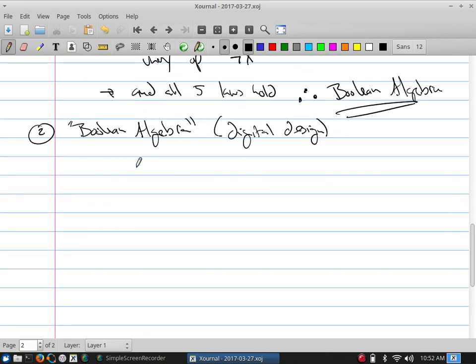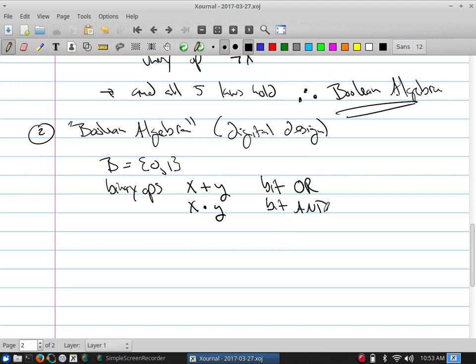So for them, what were your sets? Well, they used 0 and 1. These were the bits. This was the bit 0 and the bit 1. Okay, what were the binary operators? They had the plus, which is actually the bit or. They use a dot symbol. But what is that actually? It's the bit and. These were bits, but they're just simply two elements. They said the binary operator plus and the binary operator dot, which is really the bit or and the bit and. And then what was our unary? Which is the bar, which is the bit complement.